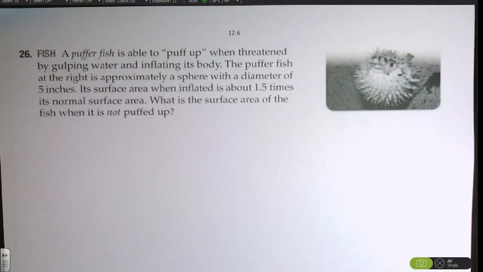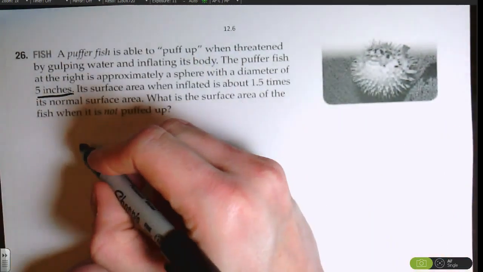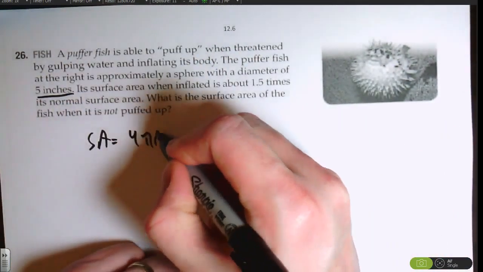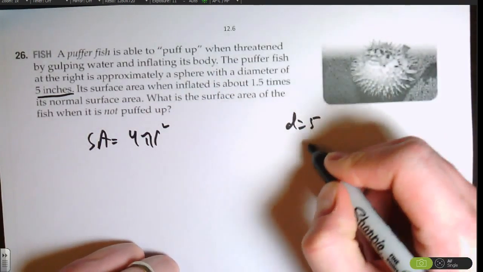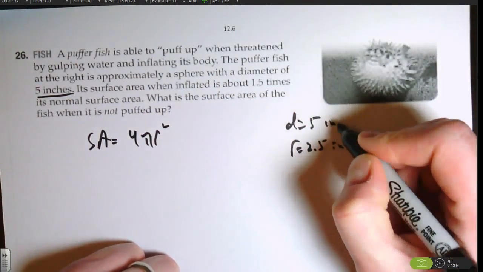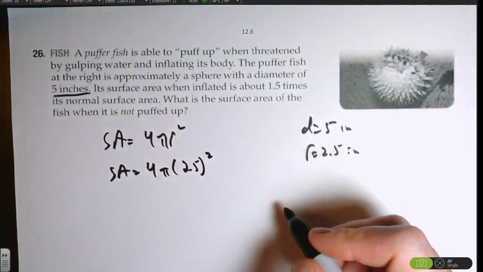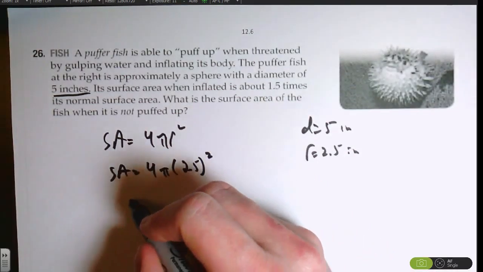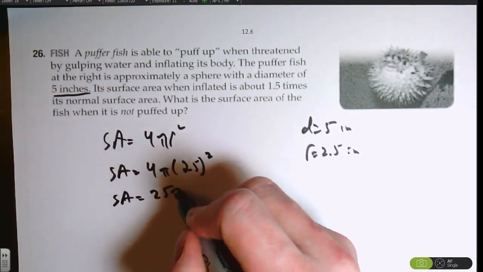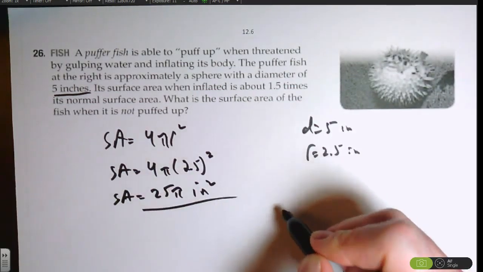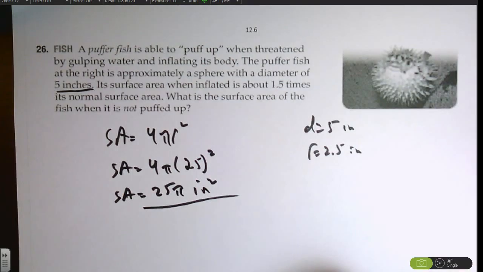Okay, so here's the deal. We've got to figure out the surface area of this puffed up pufferfish. Right now it's puffed up with a diameter of 5 inches. Well, surface area is 4 pi r squared. So if the diameter is 5, the radius is 2.5. So surface area is 4 pi times 2.5 squared. 6.25 times 4 is 25. So 25 pi inches squared is the surface area of the pufferfish right now.